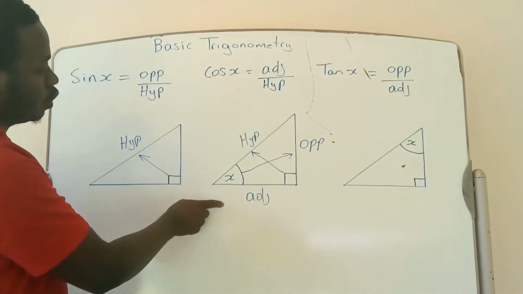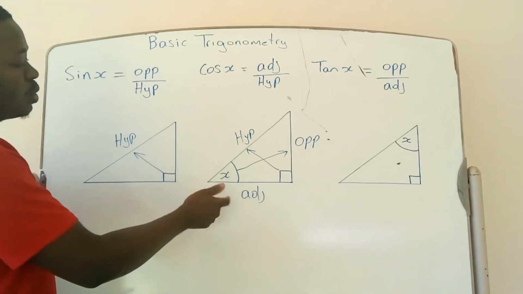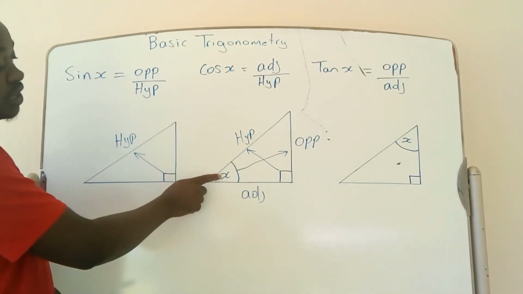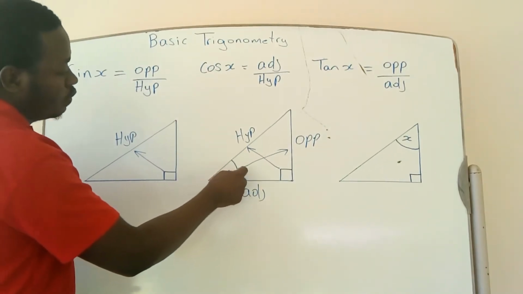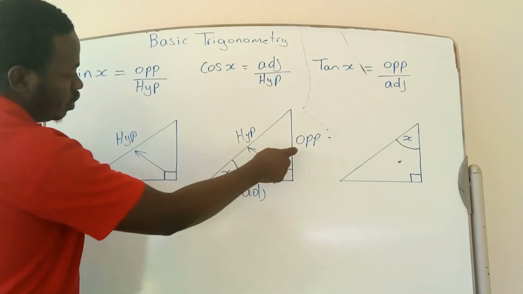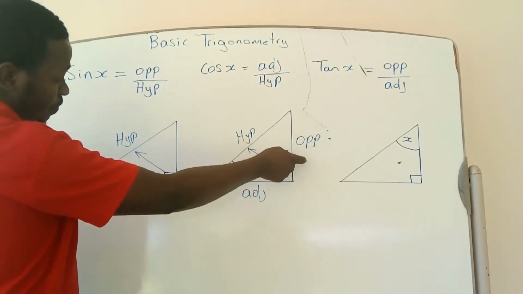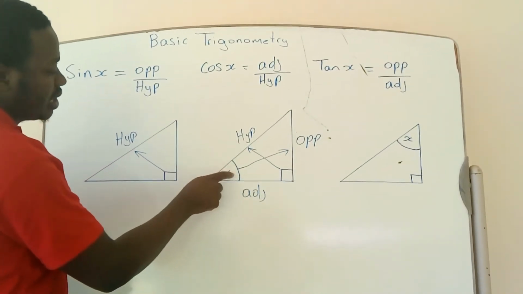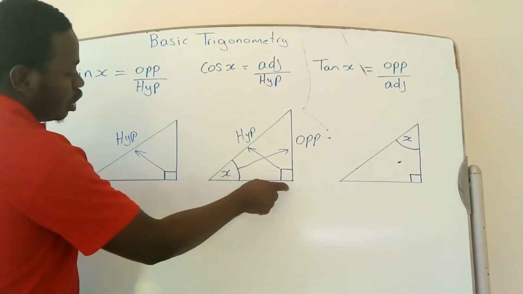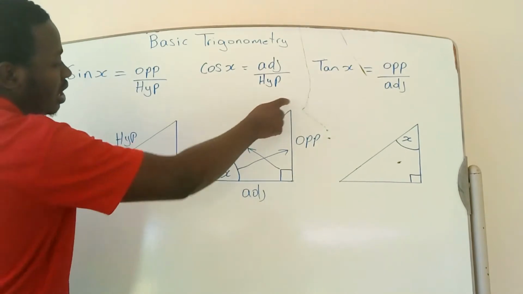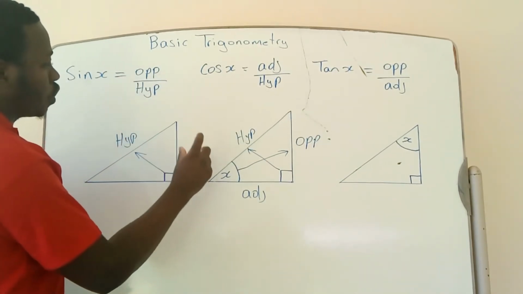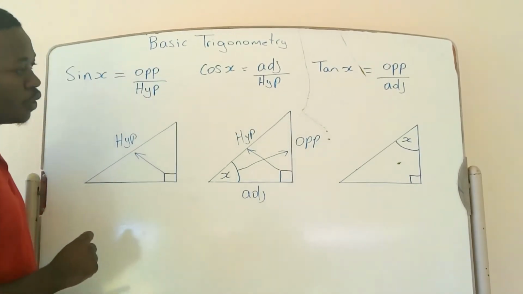In this one, we could label all three sides because we are given a working angle, and in this case, the working angle is x. If we draw a line straight from this angle to this side, that would be the opposite side. Alongside this angle would be this side, which means that this is the adjacent. And we know that the longest side is always called the hypotenuse, right?